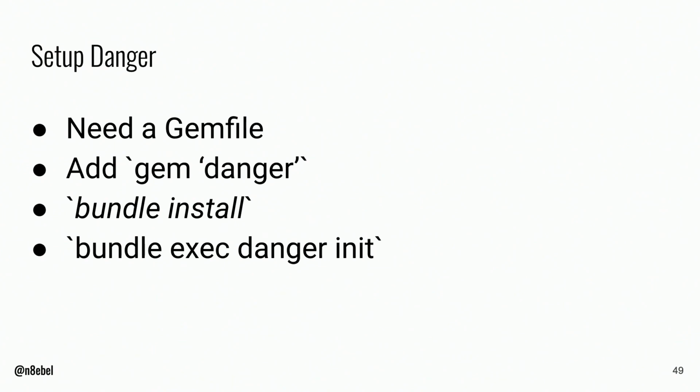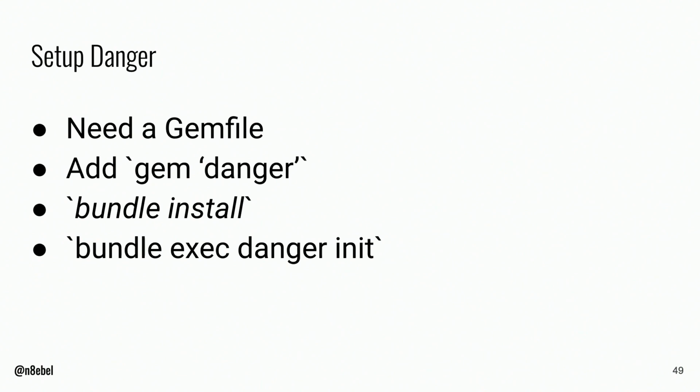And it's really pretty simple to set up. There are a couple flavors. The flavor that I'm familiar with and that I set up in this sample repo for this talk is using Ruby. So the quick high-level steps for how to set this up: you need to have a Gemfile in your project, and then you need to add the danger gem to that file.